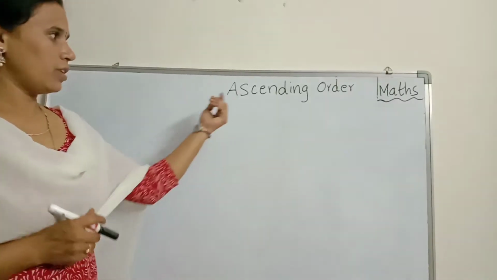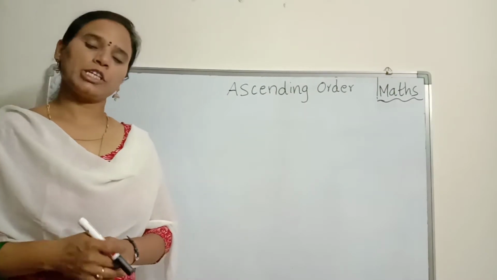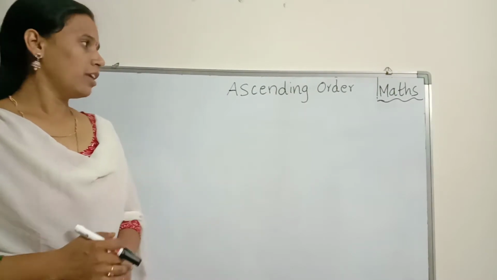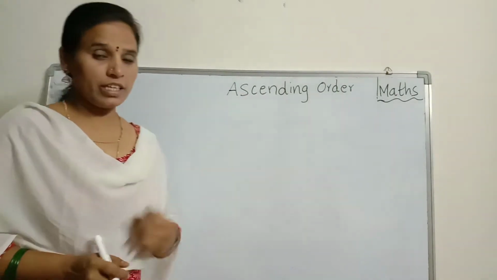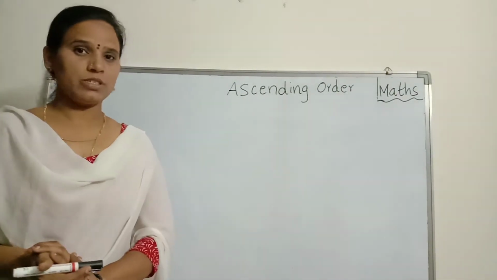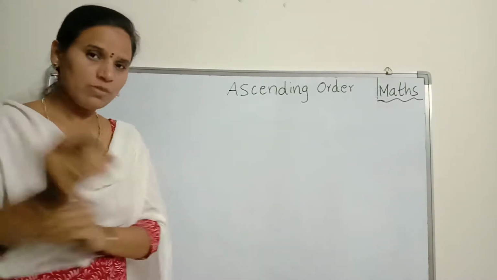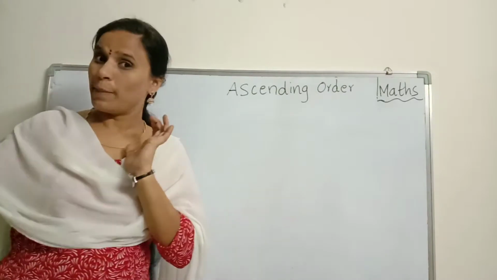Now, children, today ascending order. First, I explain. After that, we go to textbook pages. Okay, children? Now, tell me, what do you mean by ascending order? When we arrange numbers from small number to big number.